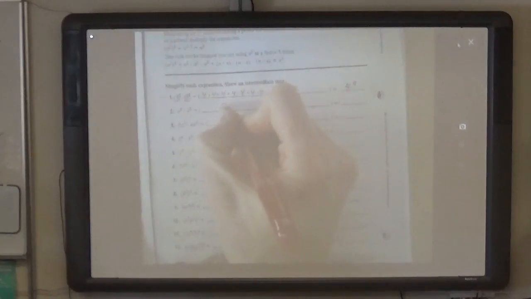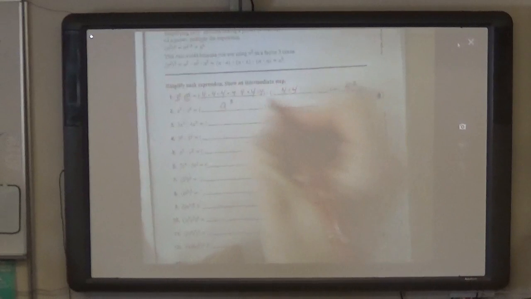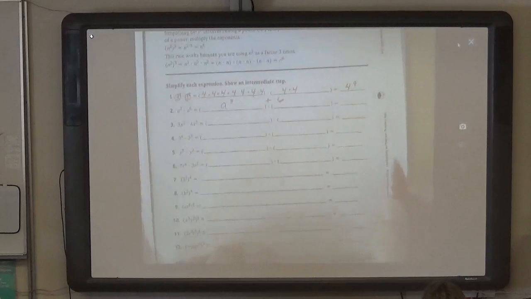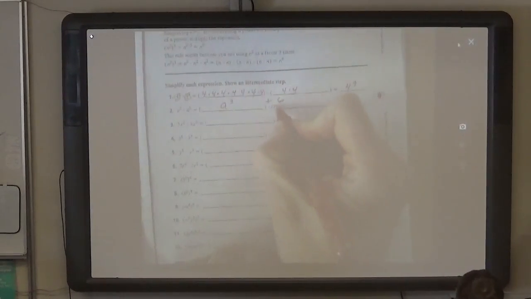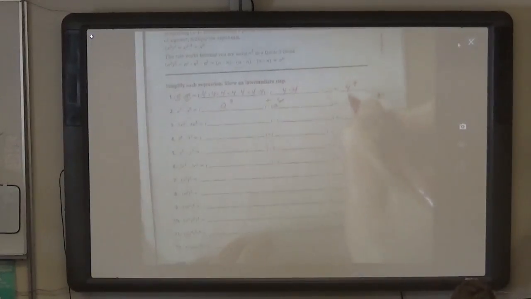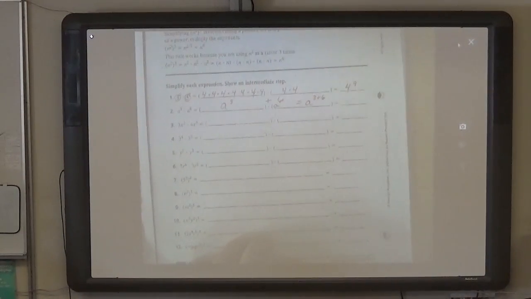This is a to the third power times a to the sixth power, which equals, and I'm going to write it this way, a to the 3 plus 6, which is a to the ninth power. Okay?